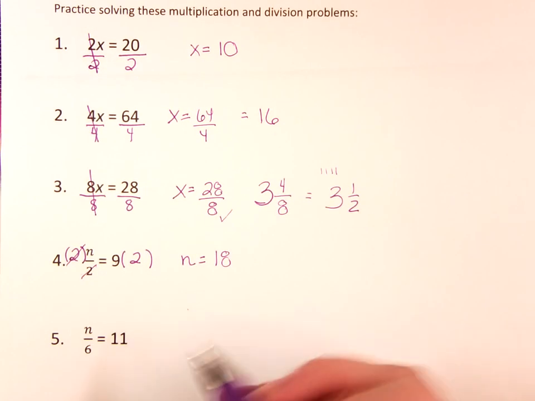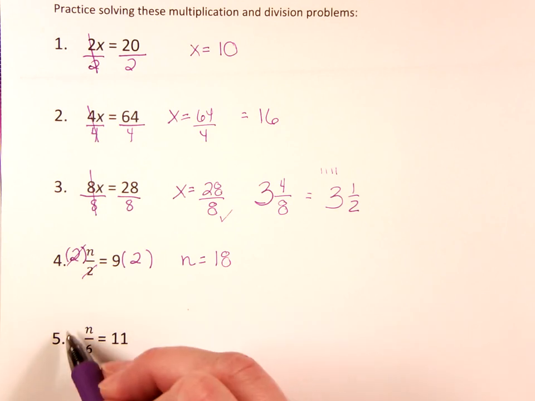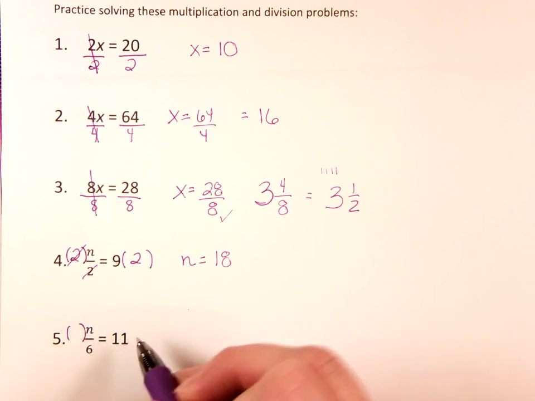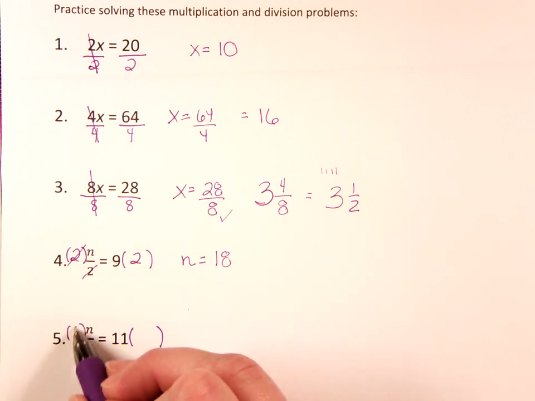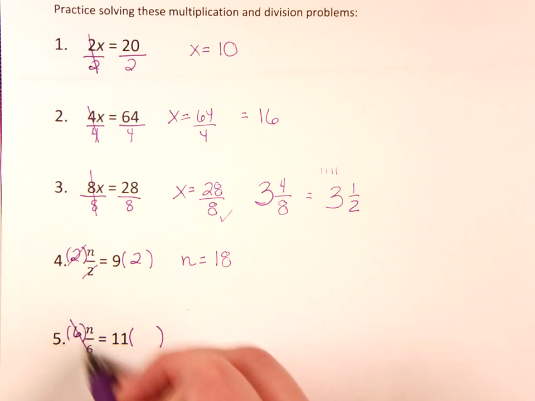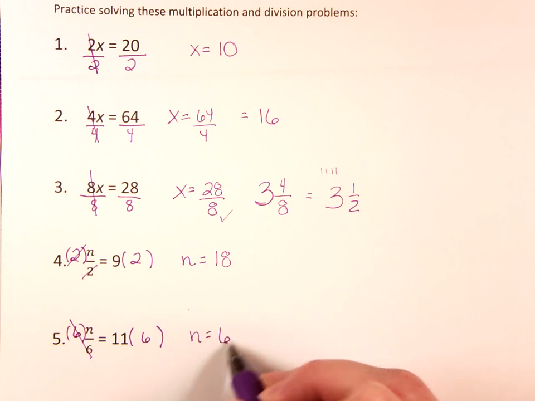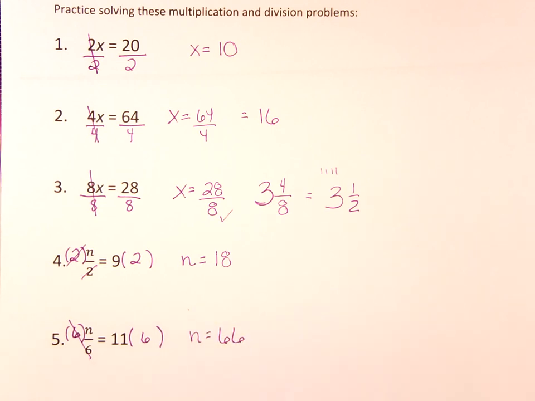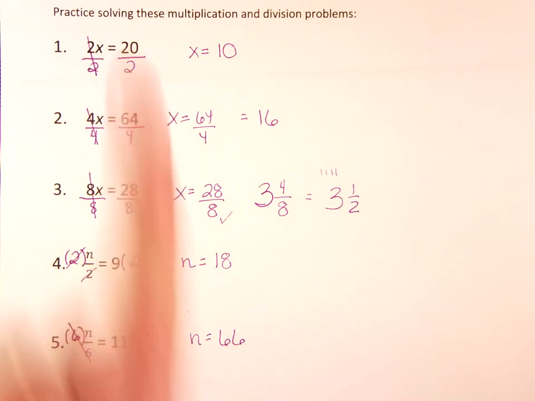Same thing here. N is being divided by 6. So we're going to undo it with multiplication. Do I pick 6 or 11? 6. That's right. Again, that was the reason for that. Because 6 can now get canceled here. I'm left with n equals 66. Nice job. Are there any questions then on these that we just did?